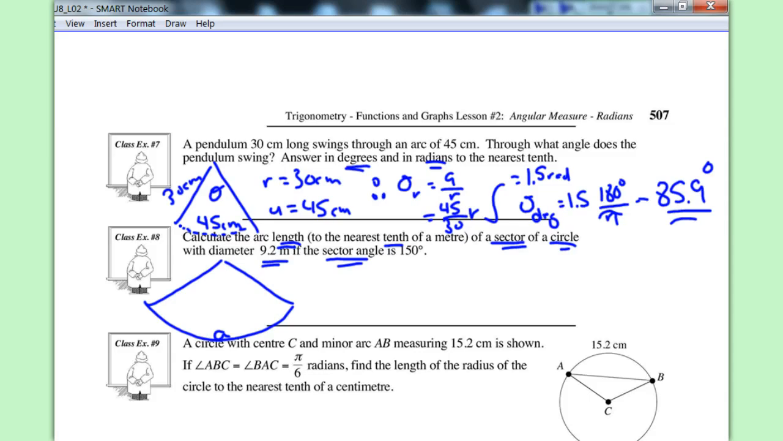So the arc length is what we're looking for of this sector. The diameter is 9.2, so that would mean that the radius of this thing is 4.6. So that's 4.6, and so would that be 4.6. This angle here, measured in degrees, is 150 degrees.